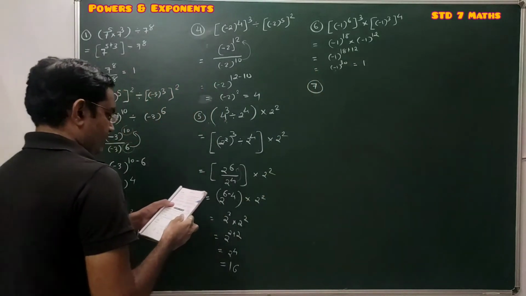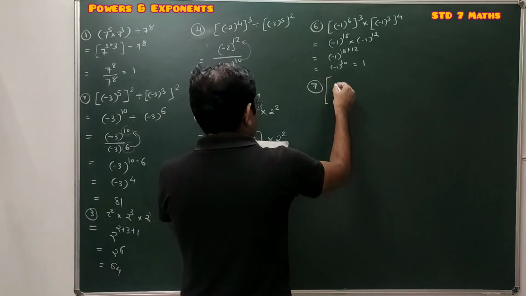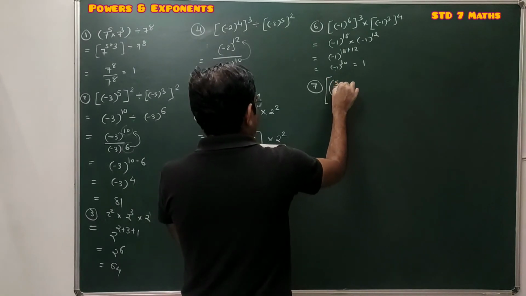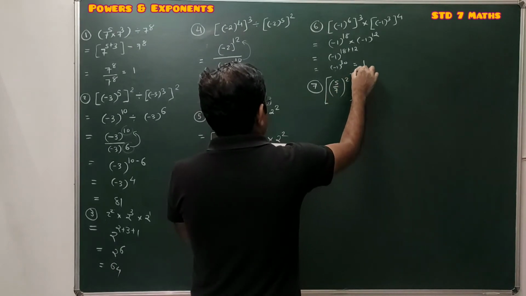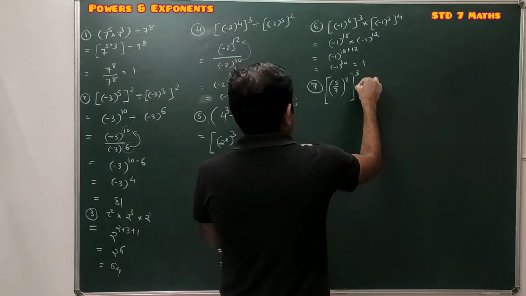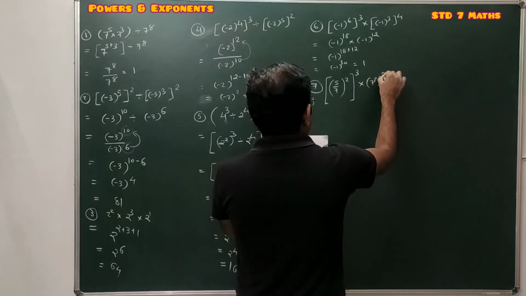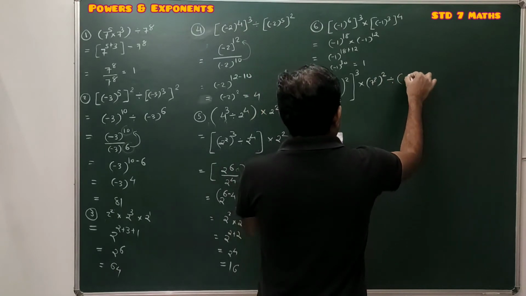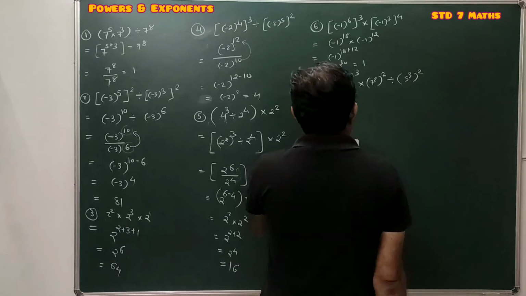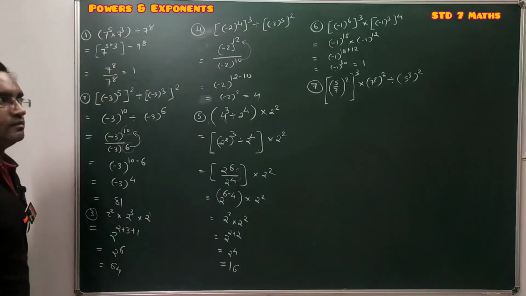Now question number 7. Here for the 7th sum we are given (5/7)^2 whose power is 3, multiplied by (7^2) whose power is 2, divided by (5^3) whose power is 2. This is given, and we have to simplify it and find the value of this expression.